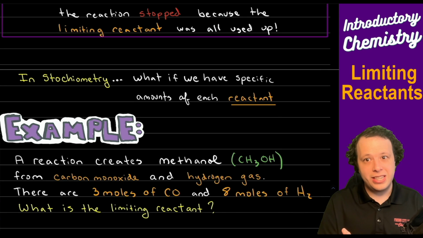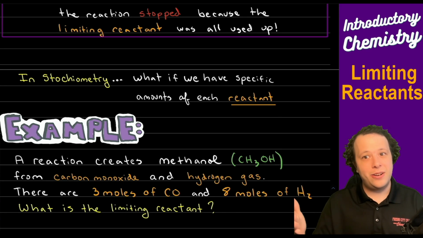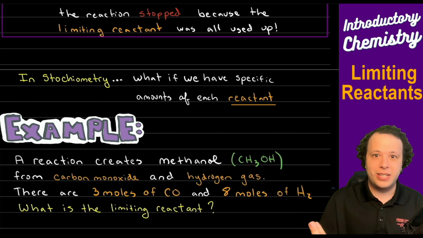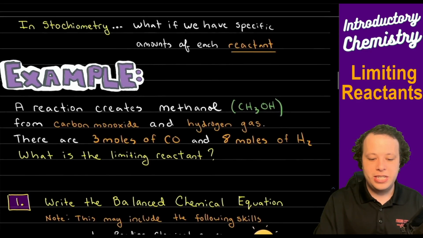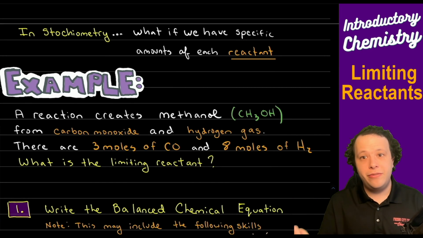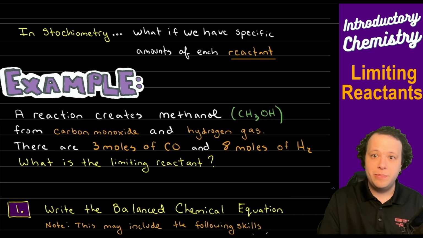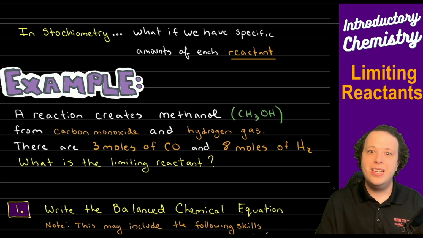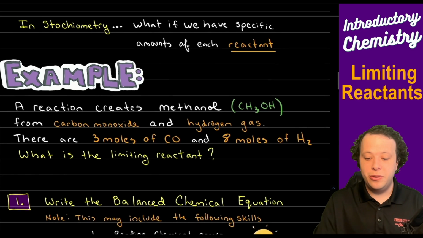Well, the very first thing that we did is we had to lay out our recipe, aka our chemical reaction. So our first step is writing our balanced chemical equation. Now, this might require a few skills that you may or may not be comfortable with at this moment. If that's the case, please try to review the following.